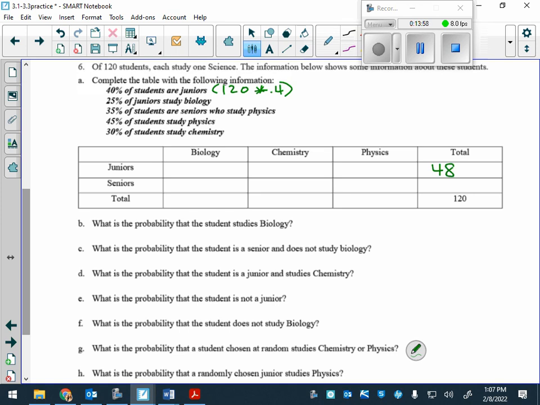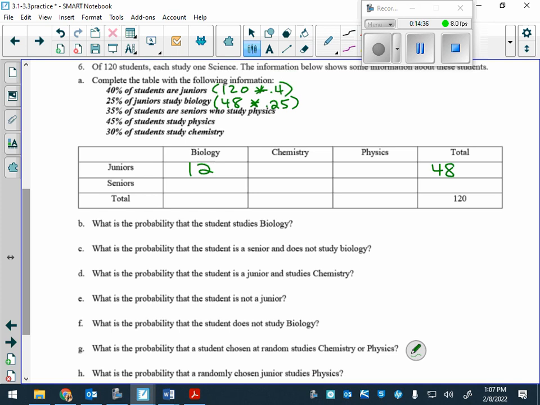The next one is 25% of juniors study biology. So what do we do there? Louise? Excellent. And how much is that? Go ahead, Liam. 12. And where would that go in the chart? That would go within sections of juniors in biology. Okay. Then we have 35% of students are seniors who study physics.